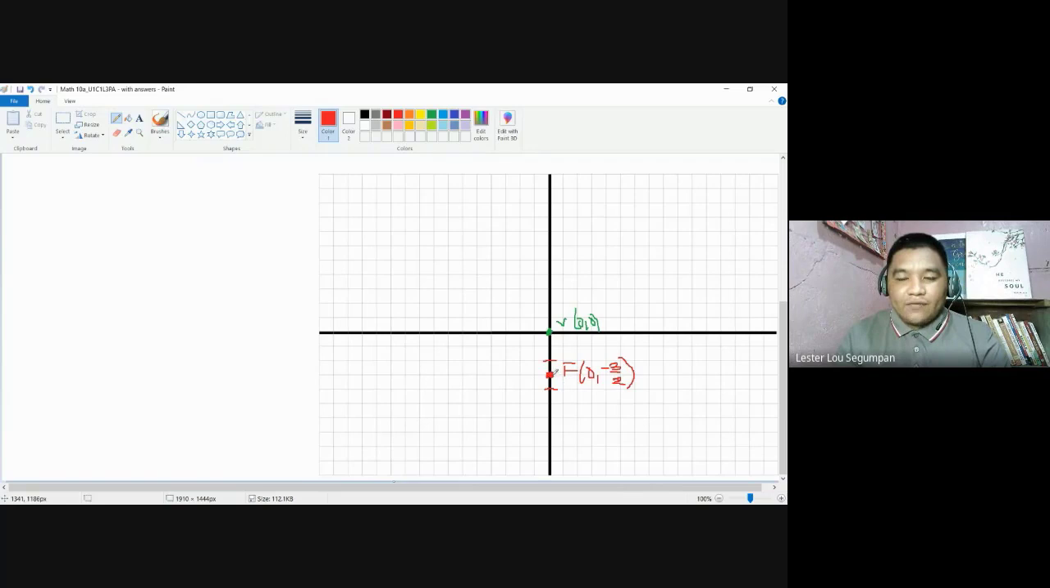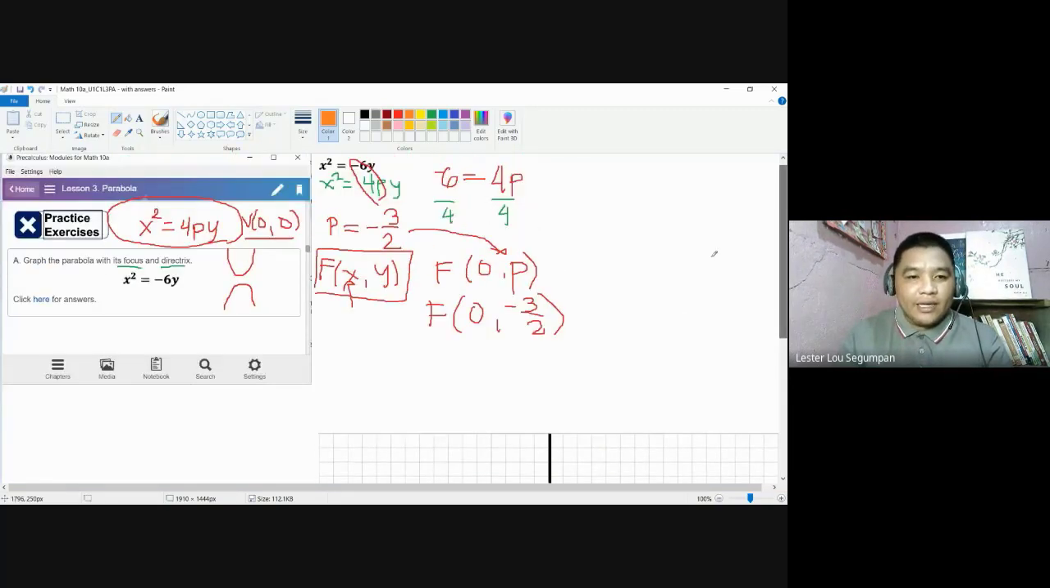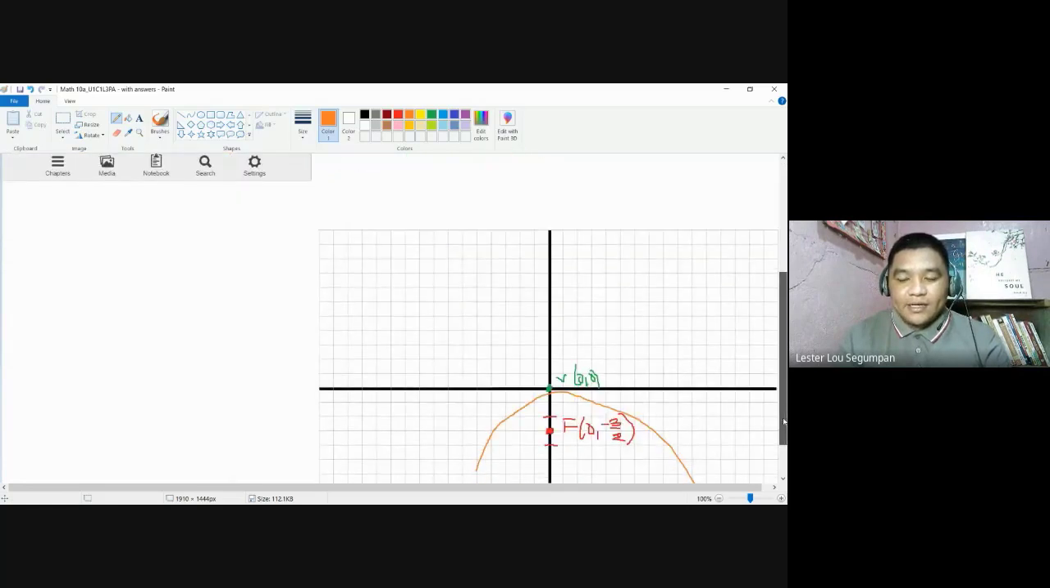If this is the location of the focus, we can now imagine that our parabola must be opening downward. Another help for us to determine early that our graph is opening downward is by just looking at the coefficient here. Since it is a negative coefficient, it should open downward. If it's a positive coefficient, it should open upward. That being the case, we can also determine the location of the directrix.